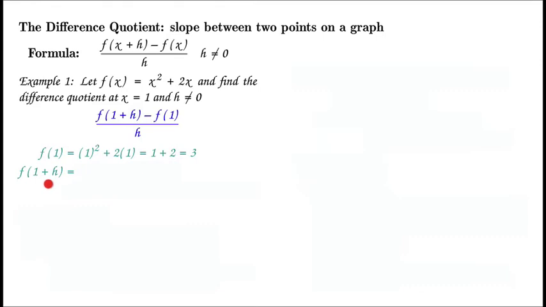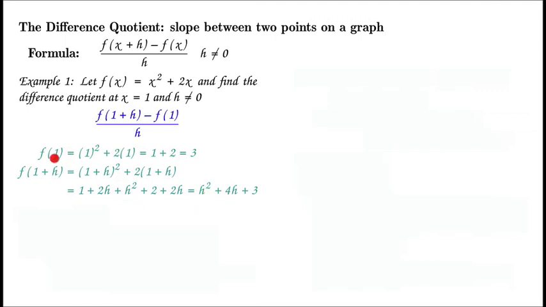It's a little trickier to find f of 1 plus h. We see here that we get 1 plus h all squared plus 2 times the quantity 1 plus h. So let's expand that out. 1 plus h squared gives us 1 plus 2h plus h squared. And then when I distribute the 2, I get a 2 plus 2h. Now combining the 2h here and the 2h here, I'm going to have h squared plus 4h plus 3, and I've just reordered this so the highest power of h is first.